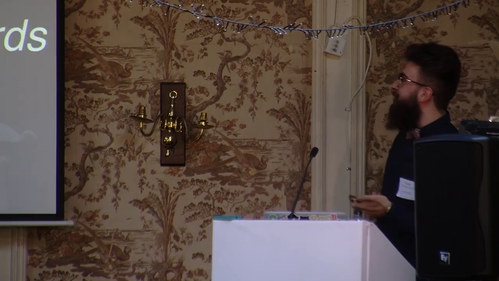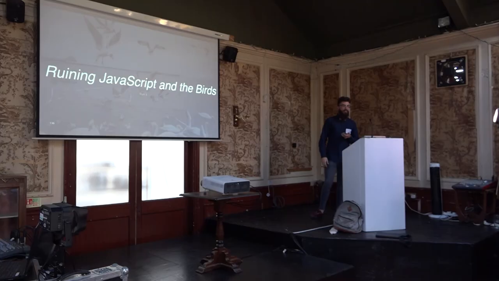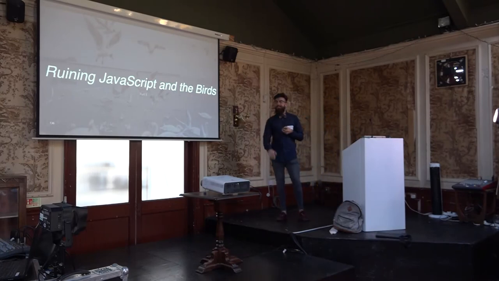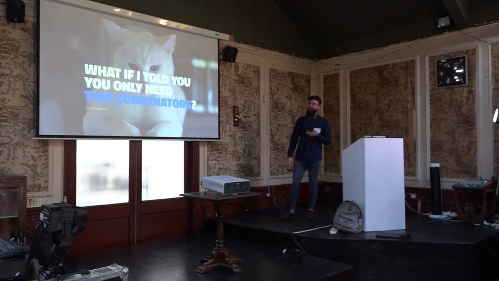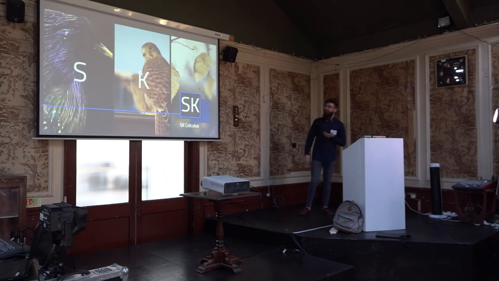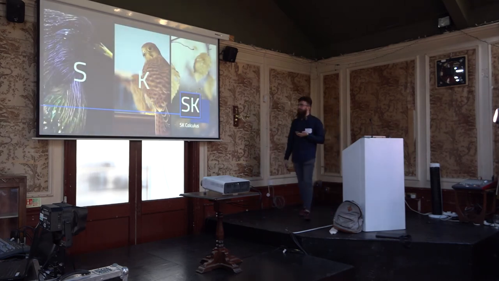But what if I told you that I'm even going to run them? So I'm going to run JavaScript and the birds now. I mean, not all of them. Just the ones we don't need. So what if I told you that you only need two combinators, because you can derive all the other ones with just S and K? So this is what some people call SK calculus.